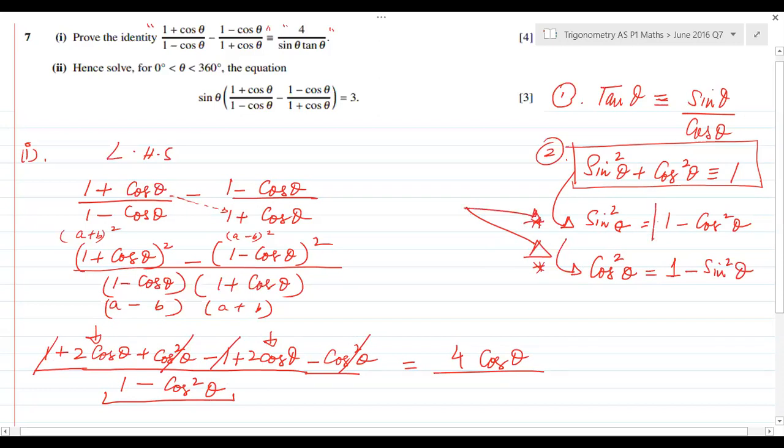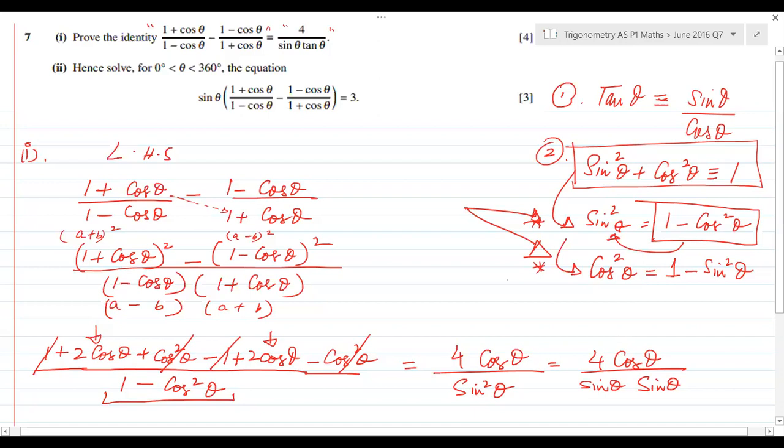I can use this and this. I'm replacing 1 minus cos squared theta, and that is equal to sine squared theta. So I'll replace my denominator by sine squared theta. How many sines do I have in the denominator? 2, because there's sine squared theta. So I can rewrite this as 4 cos theta over sine theta and another sine theta. Sine theta and sine theta is sine squared theta. Because if I look at the question, I need 4 over sine theta into tan theta.